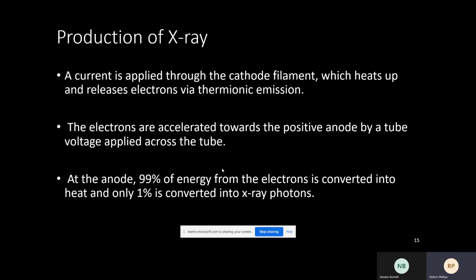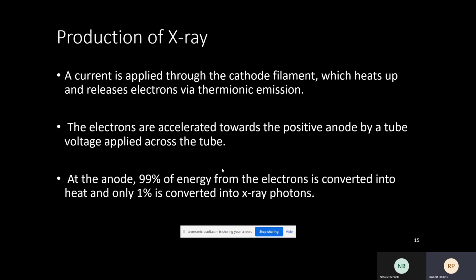On the other hand, the flow of the electron that we call tube current, measured in milliampere, ranges from 600 milliampere to around 1000 milliampere, and it determines the number of X-ray photons. So if we want to increase the number of X-ray photons, then we have to increase the milliampere or the tube current. Okay? So there are two important terminologies here.